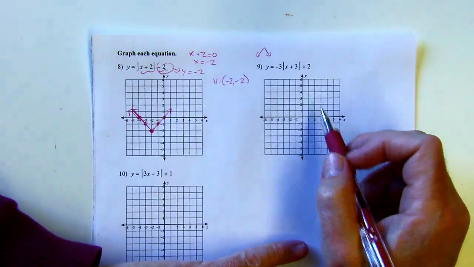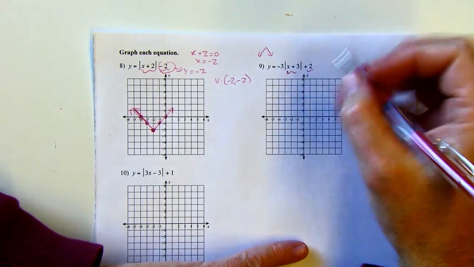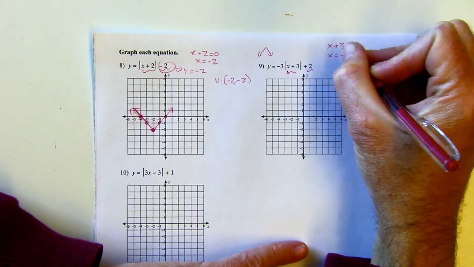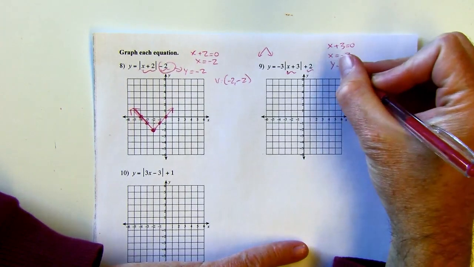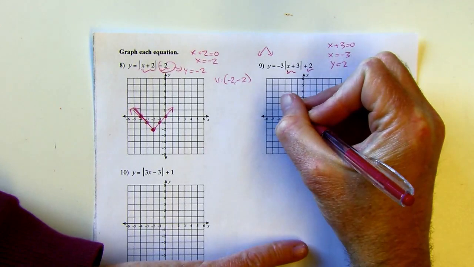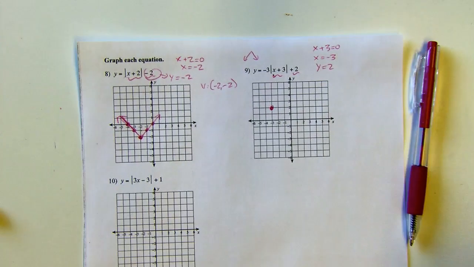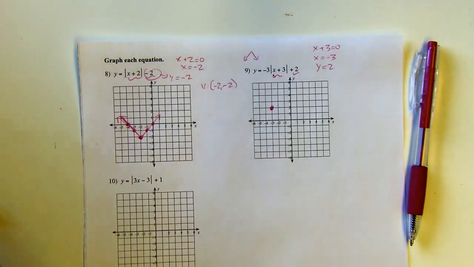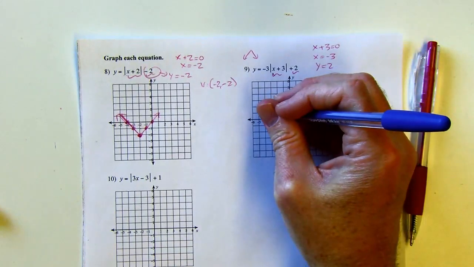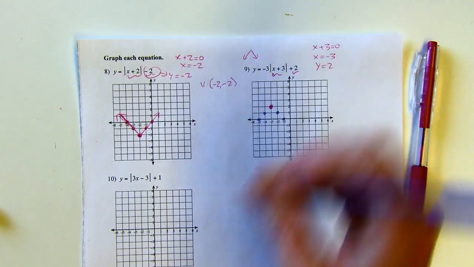All right, next one. I know this is opening downwards. Let's find the vertex. So I'm going to find the vertex in the same way. If I set x plus 3 equals 0, then x equals negative 3. And then, hey, there's my y is 2. So it's going to be the point negative 3, 2. Negative 3, 2 is right there. It's opening downwards, okay? So if there were no stretch or compression, I wish I had a pencil here, but if there were no stretch or compression and this was just opening downwards, it would look like this, okay?